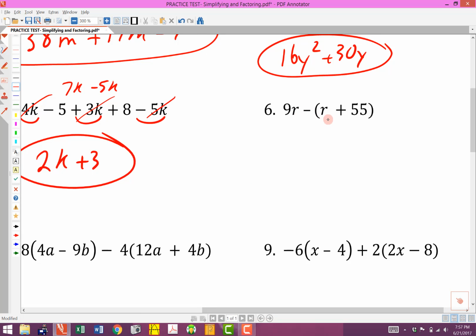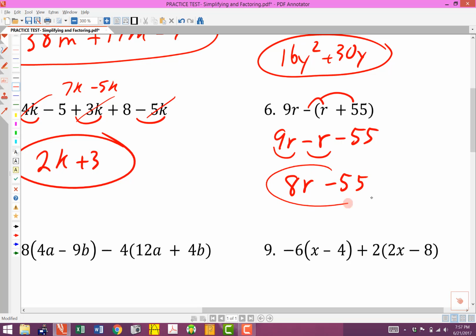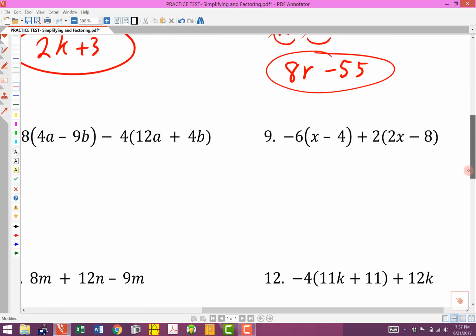This one right here, again, we've got some distributing to do first. Now don't forget, you can't do 9r minus this stuff right here. We've got to get rid of those parentheses first. So we're going to distribute through, and remember what the negative means. The negative means opposite. So we've got 9r minus r minus 55. We've got a couple of like terms because they've got r's there. So this is going to be 8r minus 55. Okay, done with that right there. Keep going here.